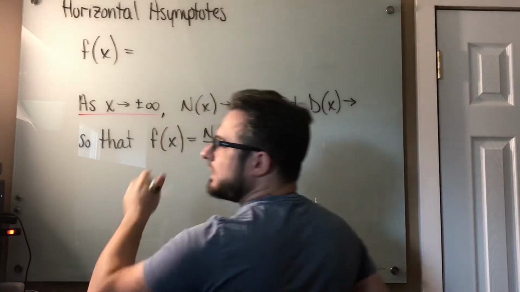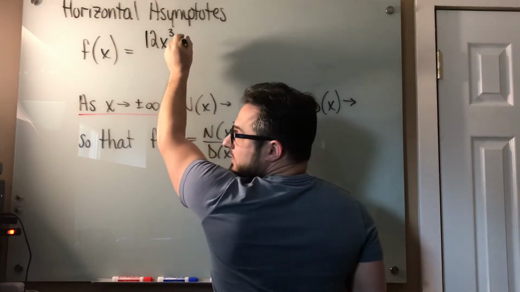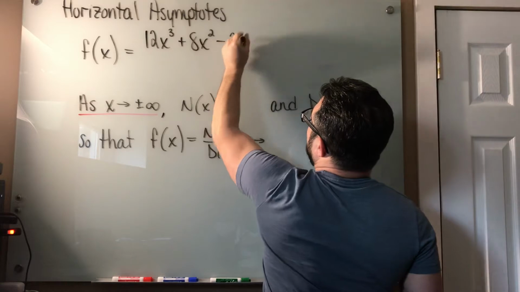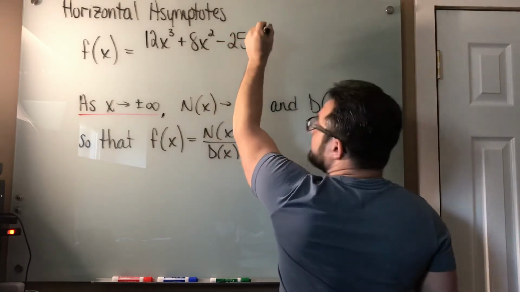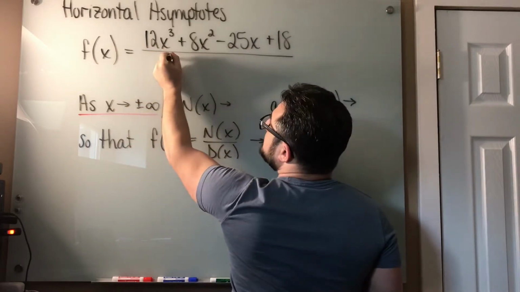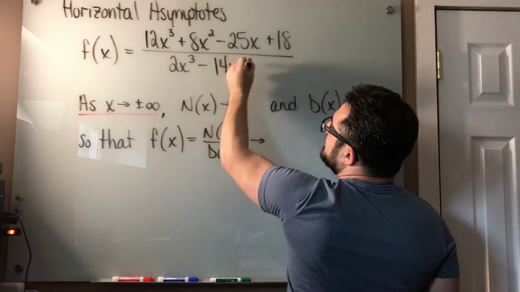This time, let's use 12x cubed plus 8x squared minus 25x plus 18, all over 2x cubed minus 14x plus 5.